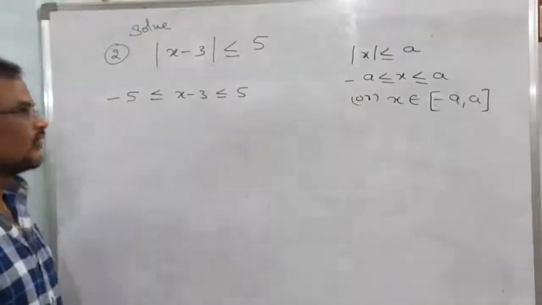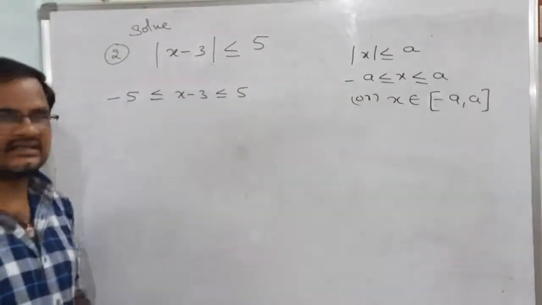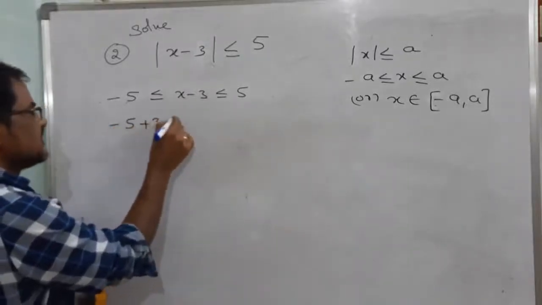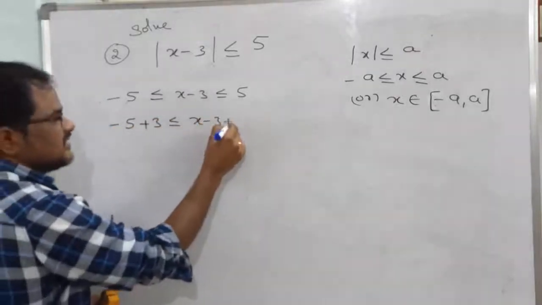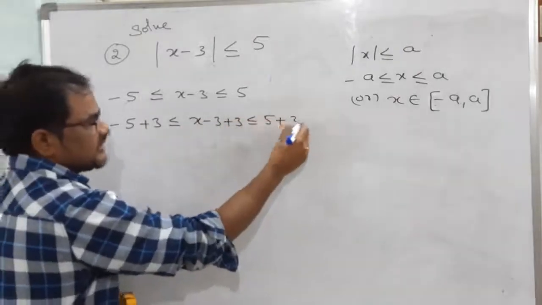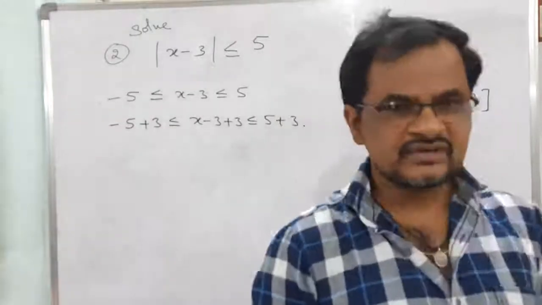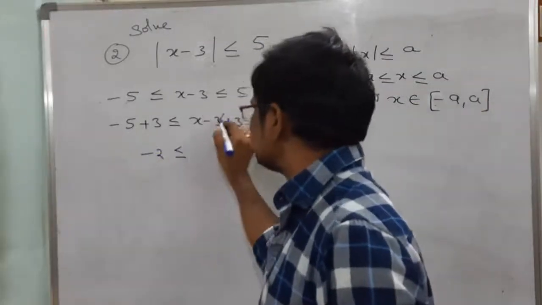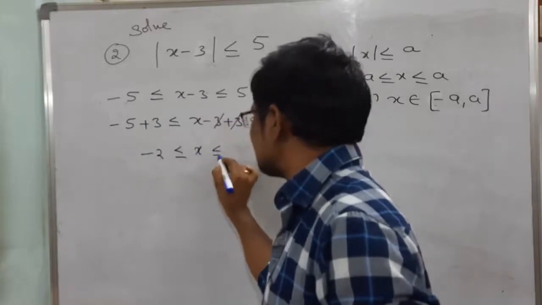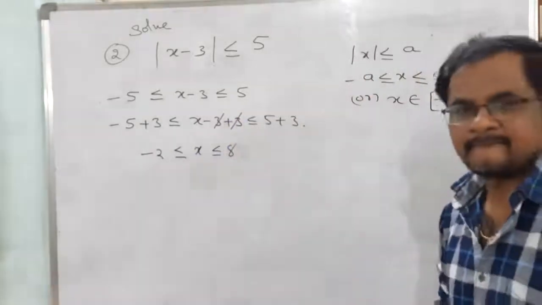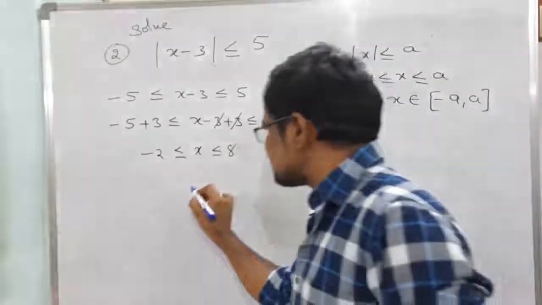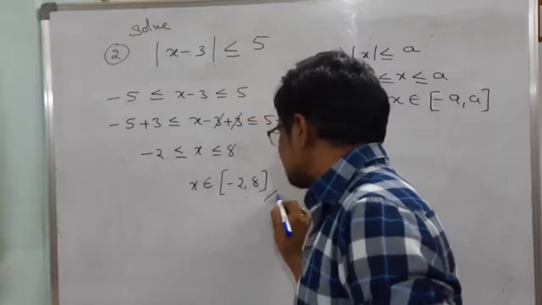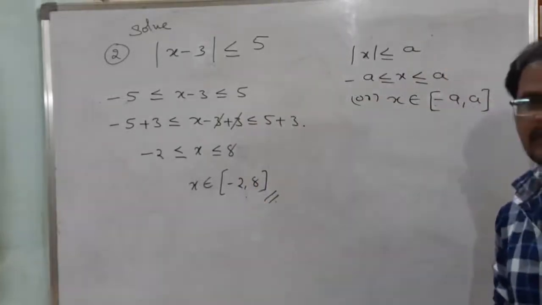Okay. Now we have to eliminate this minus 3. For that what we have to do: minus 5 plus 3 less than or equal to x minus 3 plus 3 less than or equal to 5 plus 3. Now if you simplify, minus 5 plus 3 is minus 2 less than or equal to, these two get cancelled, x less than or equal to 8. This is our answer. In terms of intervals, how will you write? x belongs to closed interval minus 2 comma 8. This is our answer. Okay? This is the third problem.